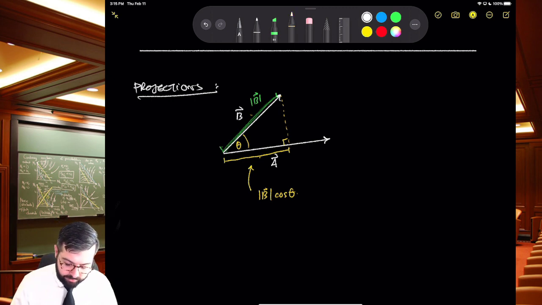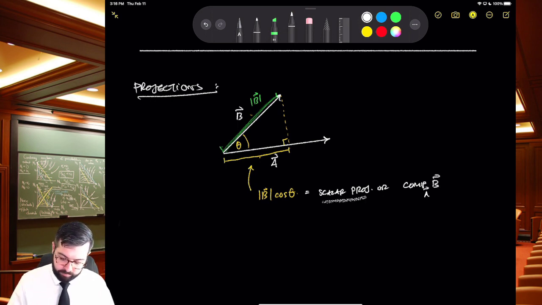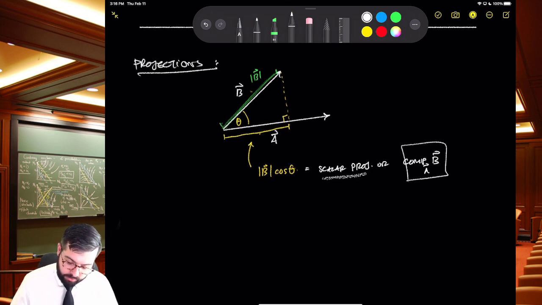And what we call this is the scalar projection, or the component of vector B on vector A. So the component of B along vector A is given by the length of this side here. Let's write it out a little bit more formally because I want to manipulate this a little bit.